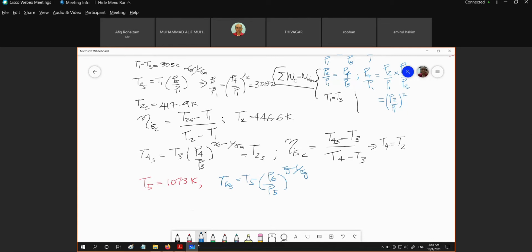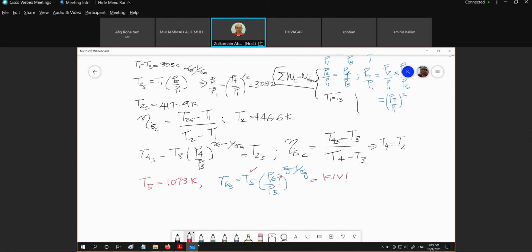Okay. We have our T5. But in this case, how about our P6 over P5? It's not mentioned in the question about the pressure ratio of the turbine. So this is unknown. So meaning that this T6S, we have to keep in view. You cannot solve it because we don't know P6 over P5.